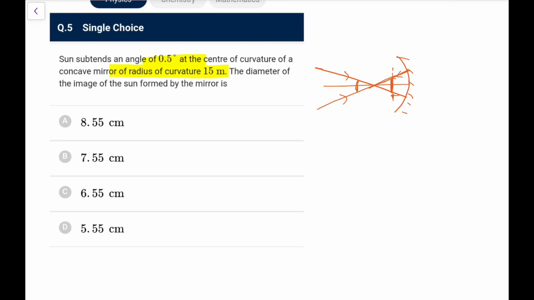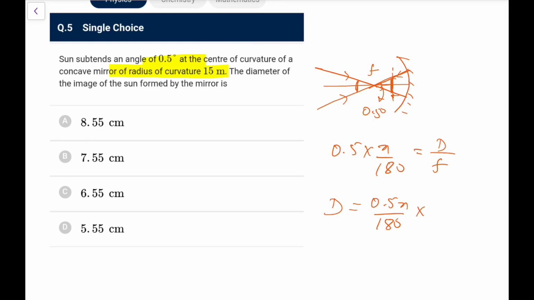This is the diameter you will write. So this angle you know is 0.5 degree, this distance you know is f. So directly you can make it out because it would be very small as compared to that. So theta you can write 0.5 degree, that is 0.5 into pi by 180, would be equal to diameter of image upon focal length. So diameter is 0.5 pi by 180, and focal length you know is R by 2. R by 2 means 15 by 2.